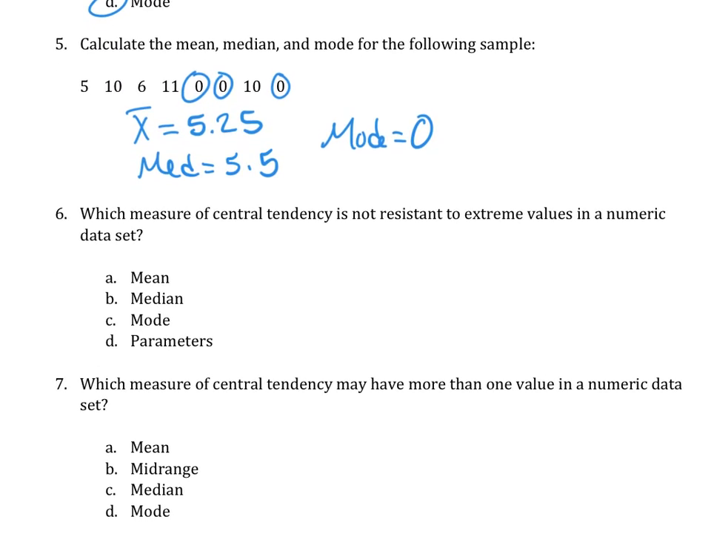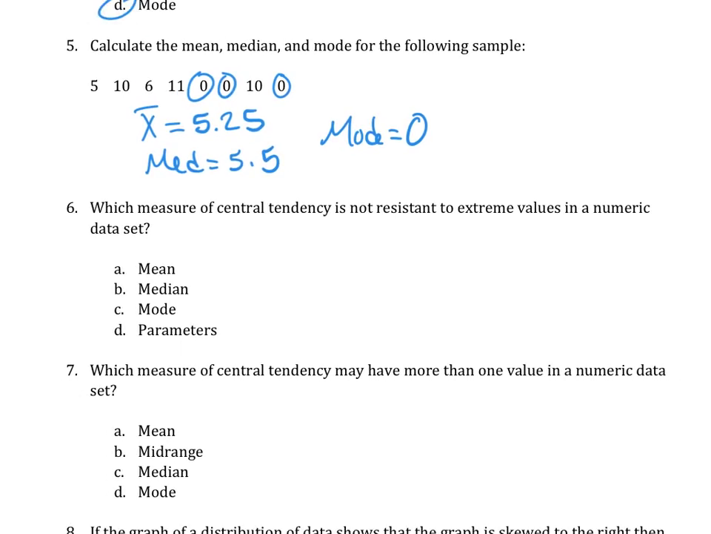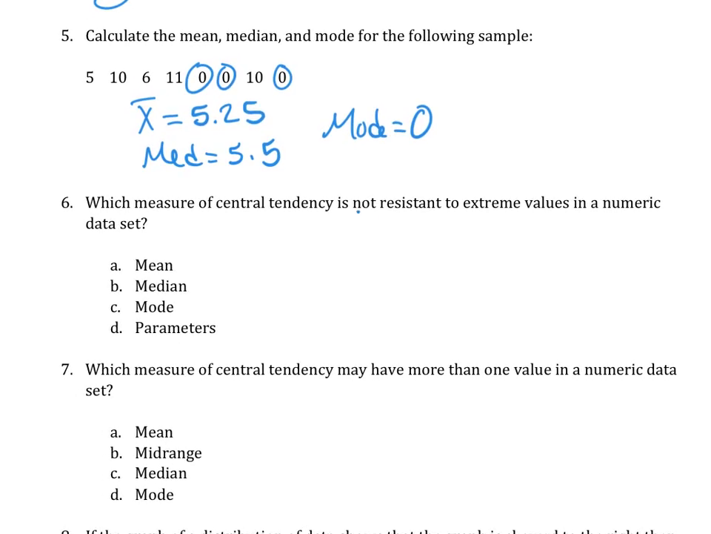All right. Number 6, which measure of central tendency is not resistant to extreme values in a numeric data set? So not resistant, meaning that outliers would affect that value. Mean is the one that is affected by any extreme values, which is why when our data is skewed, we use the median, because that median is not affected by extreme values.